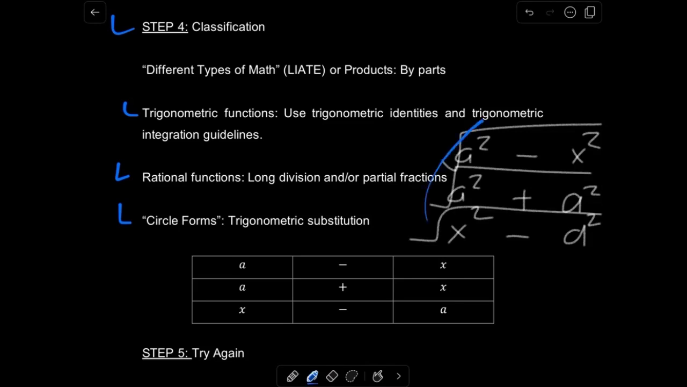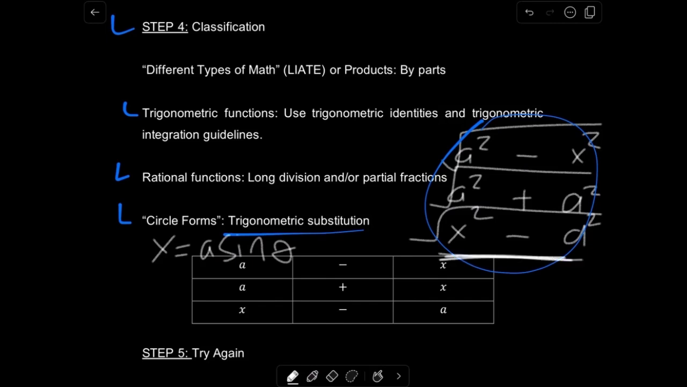So these are basically your circle forms or elliptical or ellipse forms, if you want to call it that, right? Those are where you are going to use your trigonometric substitution. So remember where you had x is equal to a sine of theta, x is equal to a tangent theta, x is equal to a secant theta, that's where you're going to have these.